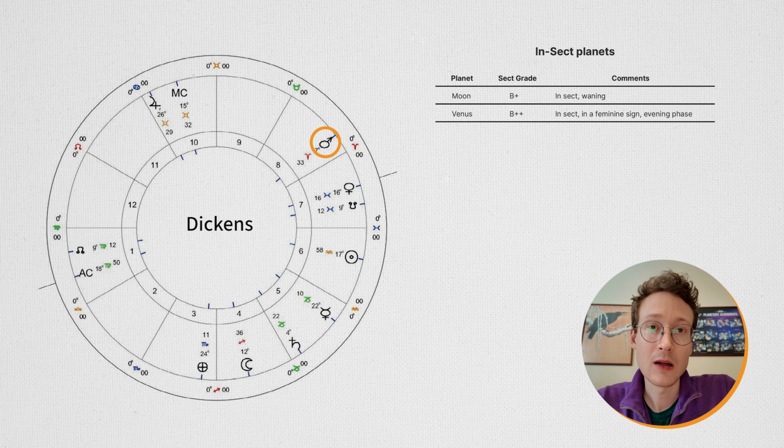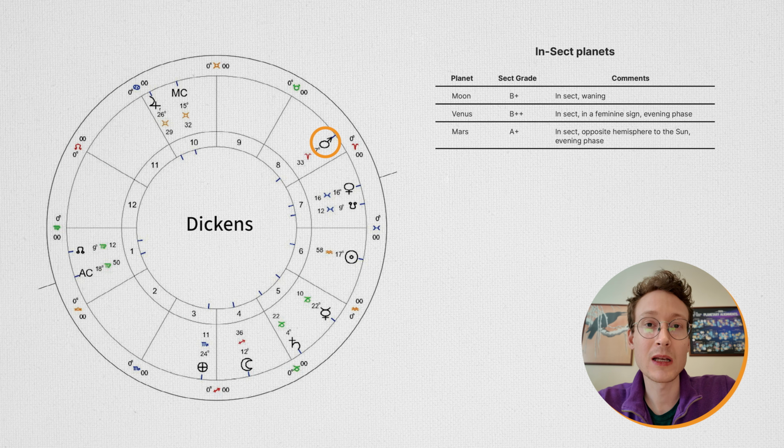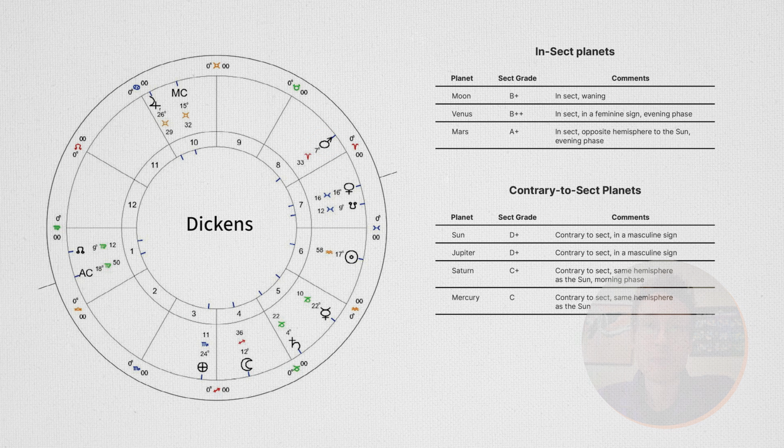If we look at the nocturnal planets, the one in its best condition is probably Mars. It's in sect, the opposite hemisphere from the Sun, and is in its evening phase, so it receives an A+ grade. Now let's take a look at the contrary to sect planets. Mercury is in its morning phase, so it's part of the day team. It's contrary to sect in the same hemisphere as the Sun, giving a C grade. Saturn is contrary to sect in the same hemisphere as the Sun and in its morning phase, so it gets a C+ grade. The Sun and Jupiter both receive a D+ grade because they're contrary to sect and in a masculine sign.